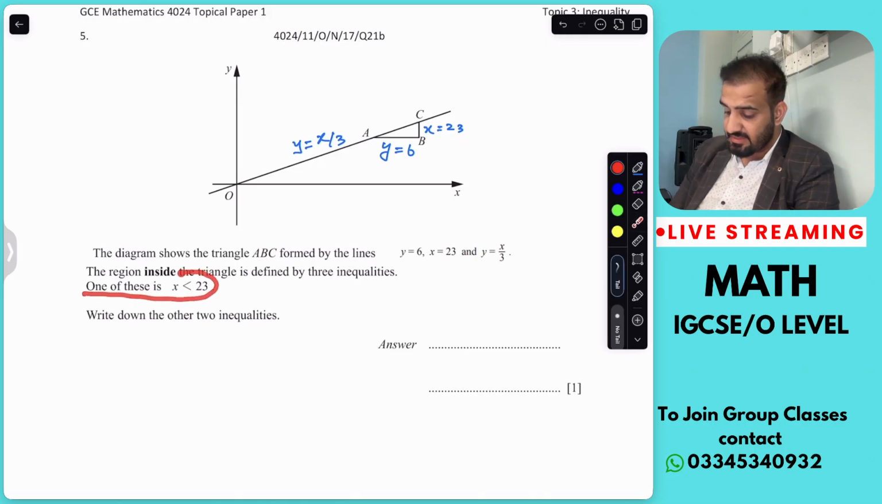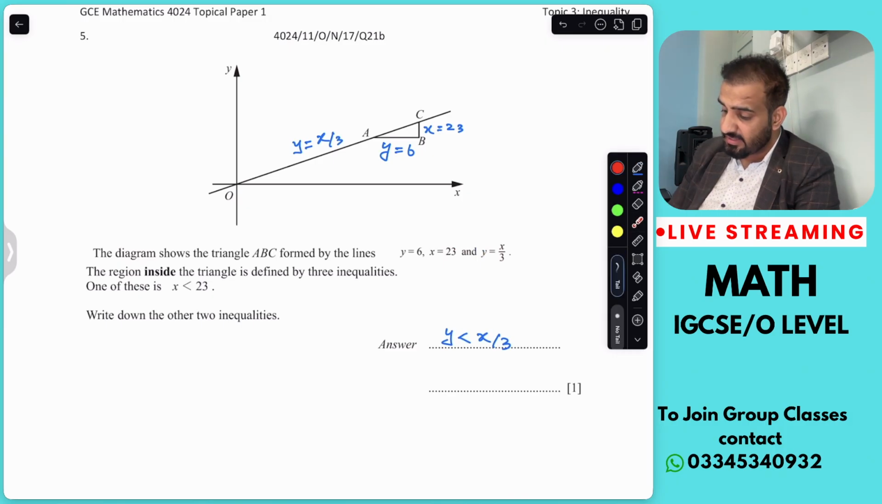One of these is x less than 23. So one of these three inequalities is x less than 23. Obviously, if this was not given, how would we write it? Let's see, x is equal to 23 is this line. Sorry, it is x over 3. So y is equals to x over 3 is this line. So this region is below the line. So I will write y less than x over 3. Okay. The first inequality is y less than x over 3.